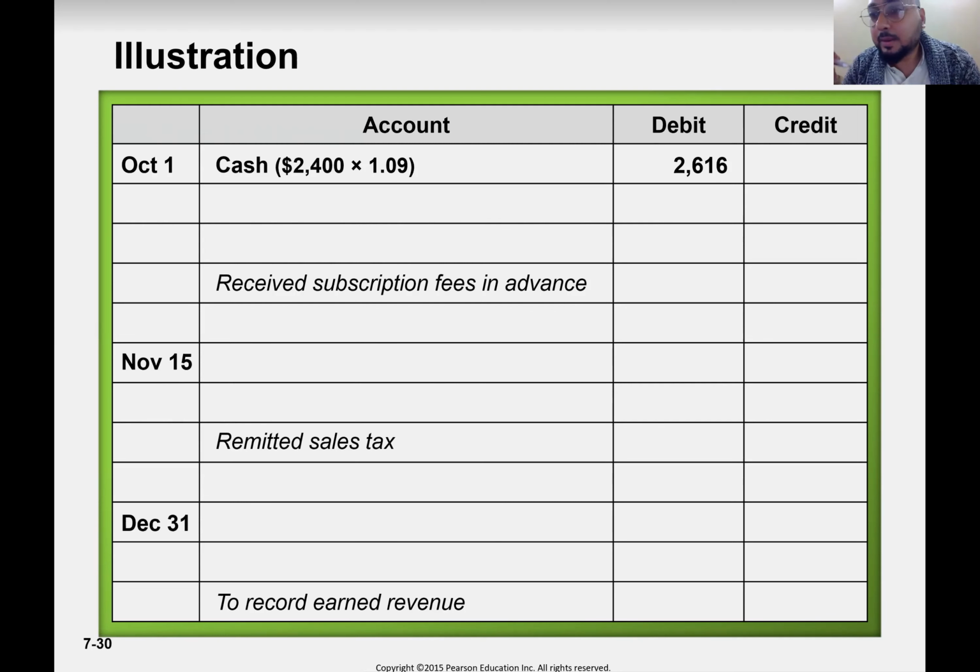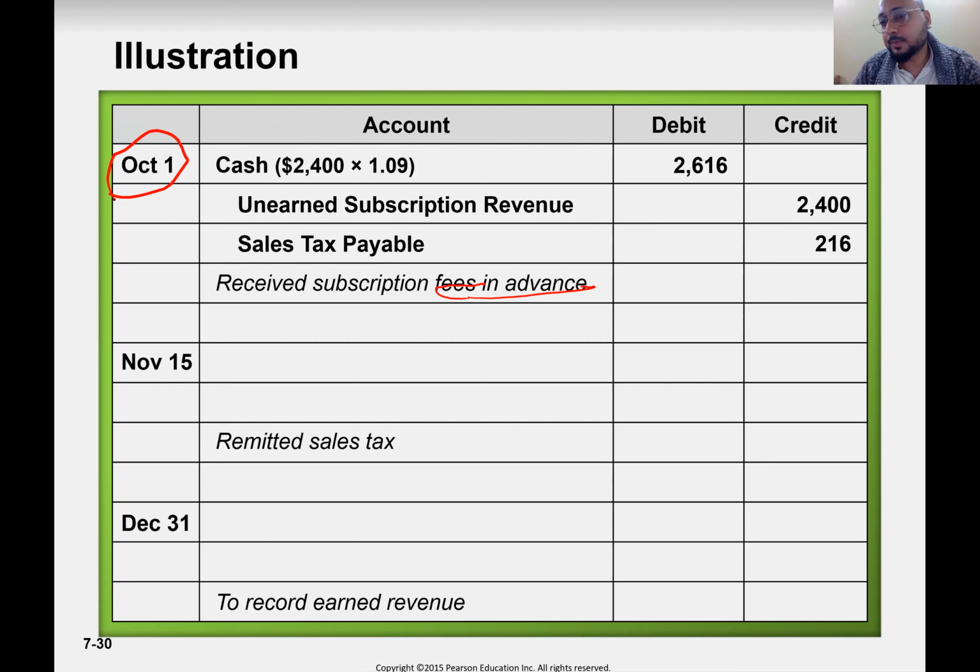So they received the subscription in advance. Is this their sales? Did their sales happen all of a sudden? No. They received 12 months of sales in advance. So that would be cash to unearned revenue, 2,400, and the rest is sales tax payable. Right, Florian? Unearned revenue is our liability.